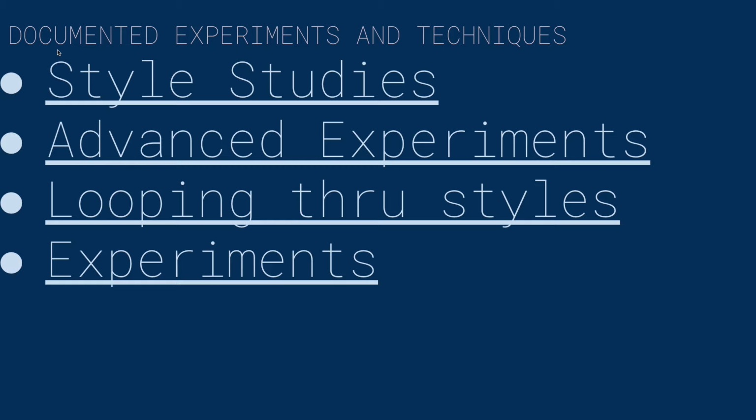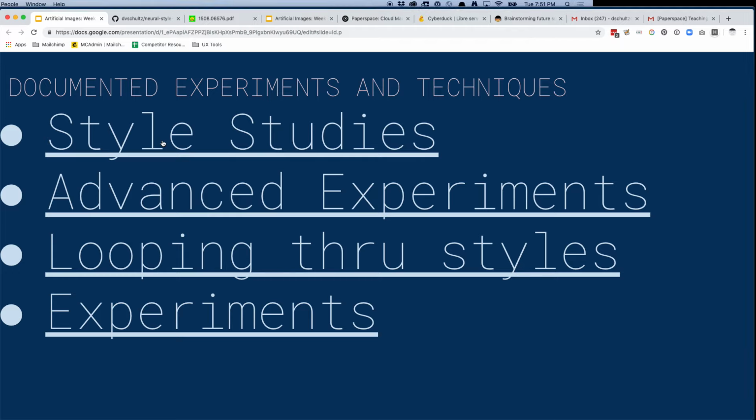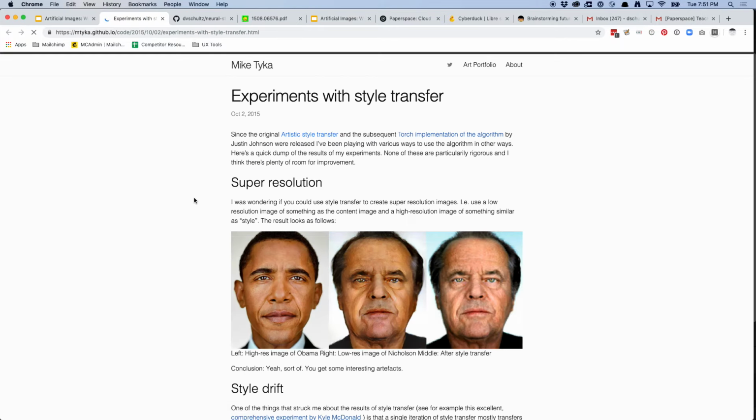And then here's a bunch of links to other artists who have played with this and experimented in certain areas. Some of these, like this top one, Style Studies, was done 4 or 5 years ago. It literally just says, here's a famous painting, here's a content image, here's what it produced. But they did it for 500 images, so it might be helpful to look at that. I think this is Mike Tyka. He did some other stuff too. If you go here, some of what he explains might not actually make sense.